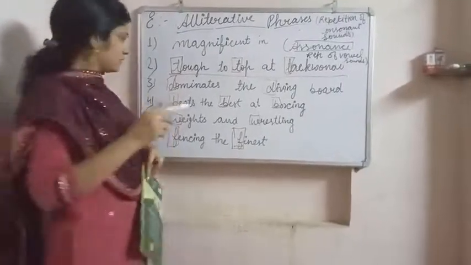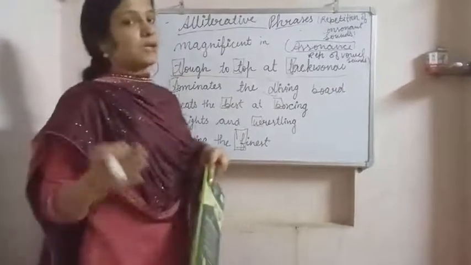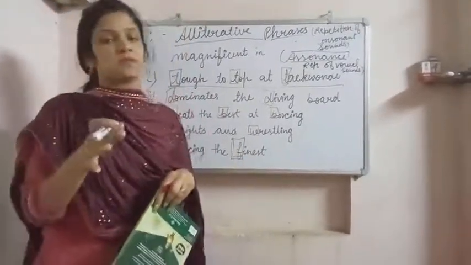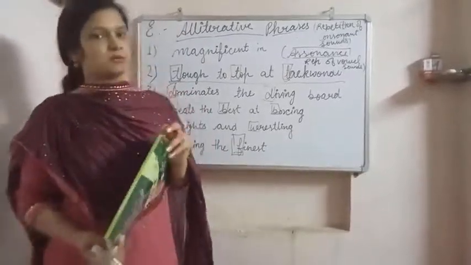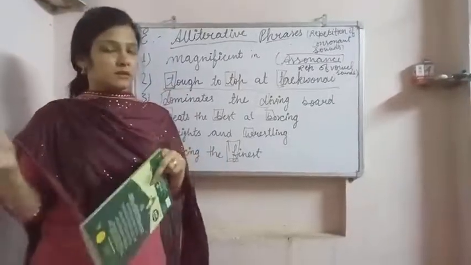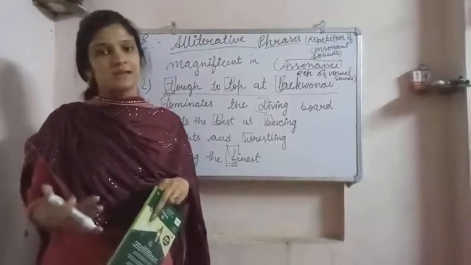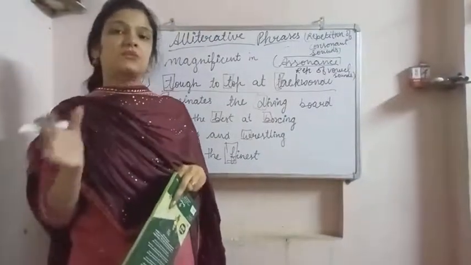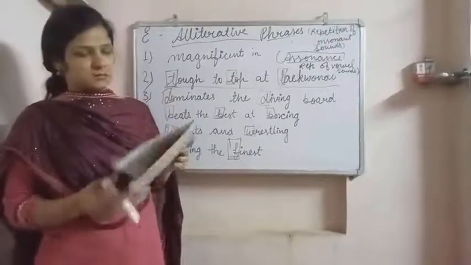I have given you five examples, and you have to find some more examples. These examples can also be written in your book. Try to find some more examples from the poem and try to write those alliterative phrases in your book.